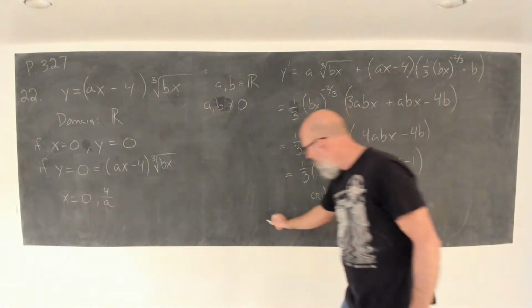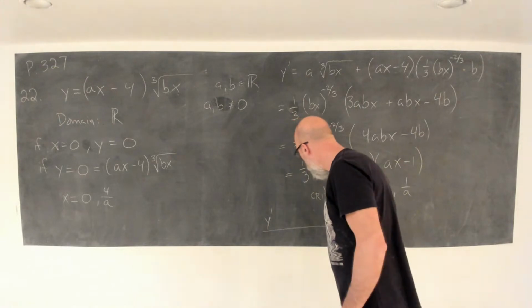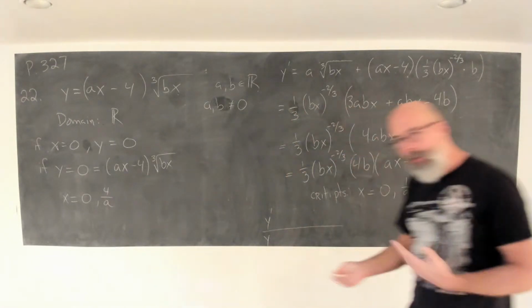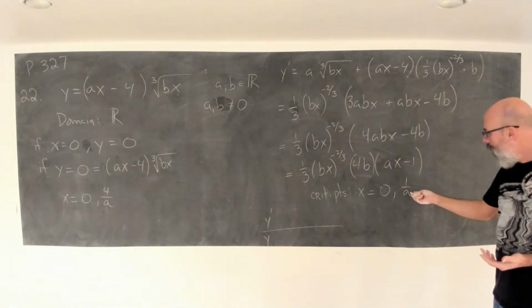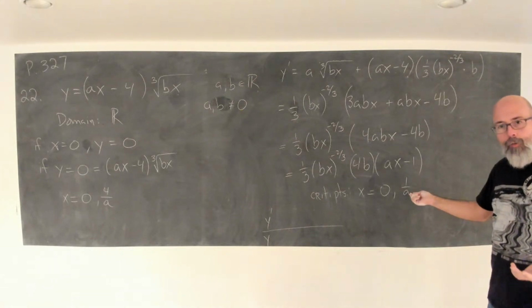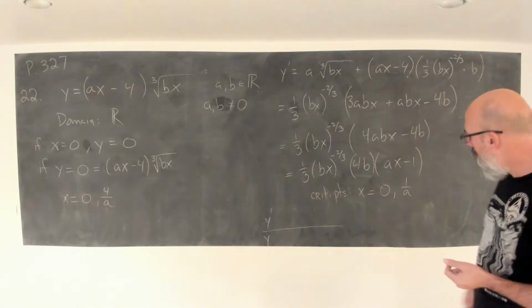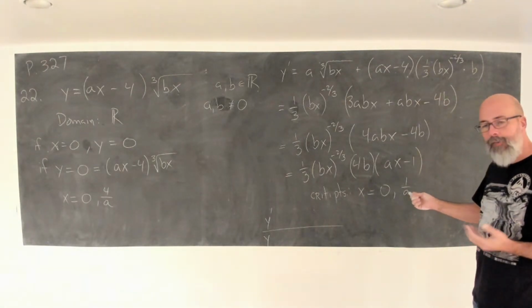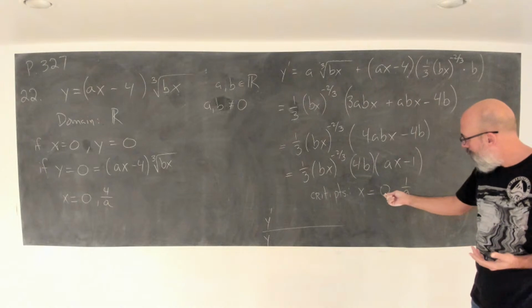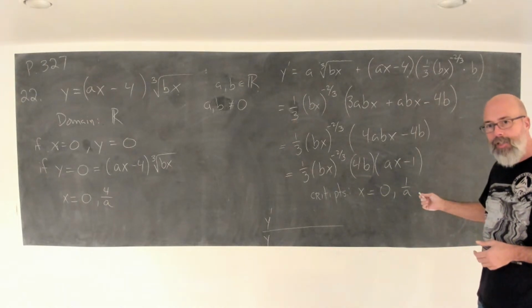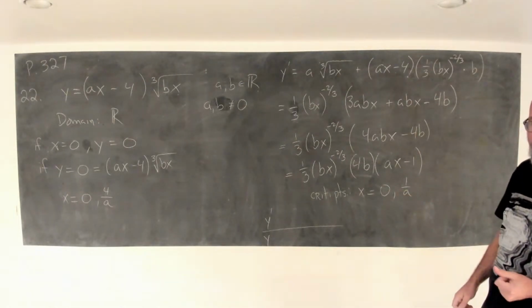So let's draw a first derivative chart. And there's a slight issue with the first derivative chart, right? What is 1 over A? Well, that's going to depend on what A is. If A is positive, then it's going to be bigger than 0. If A is negative, it's going to be less than 0.